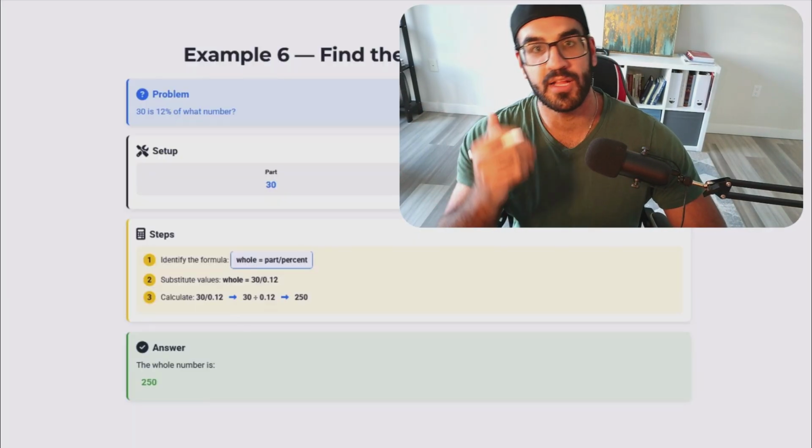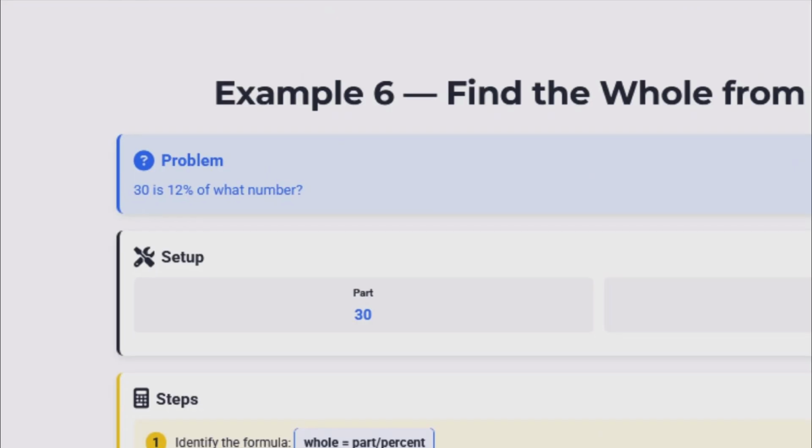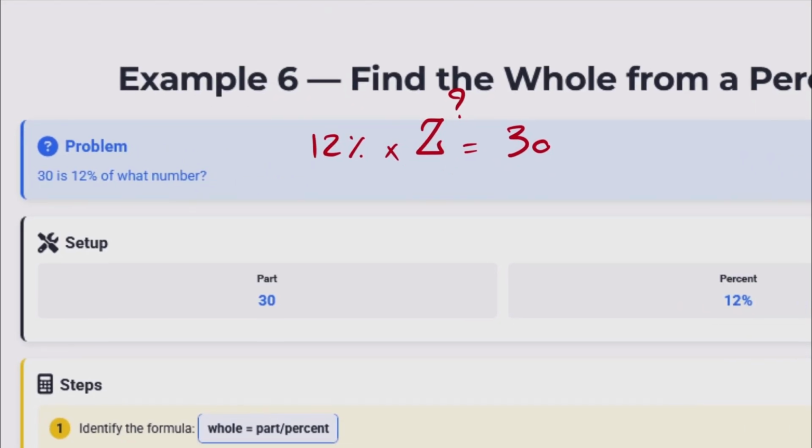How can we do that? Let's look at the example. I have: 30 is 12% of what number? It means that I know for a fact 12% multiplied by a number, for example, call it z, equals 30. I'm looking for z. How can I find it? Simple. The only thing I have to do is divide both sides by 12%.